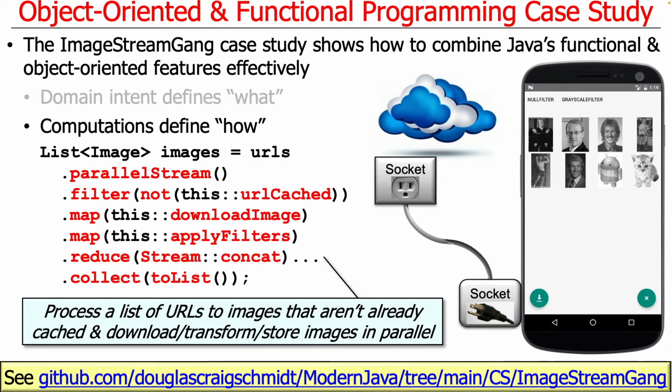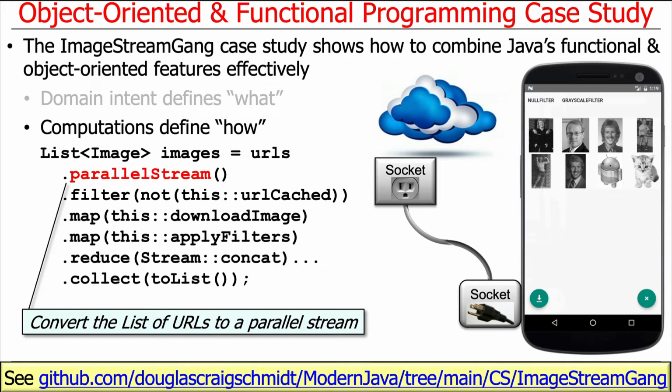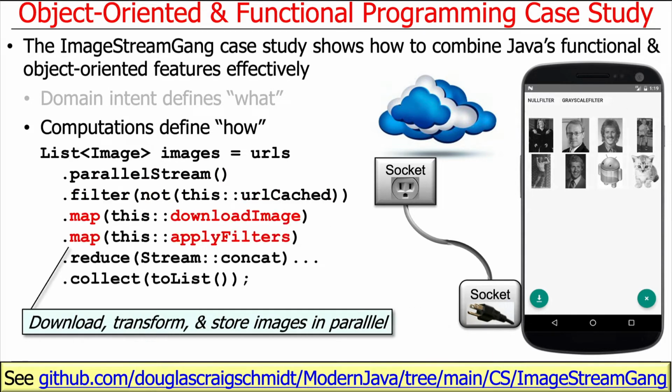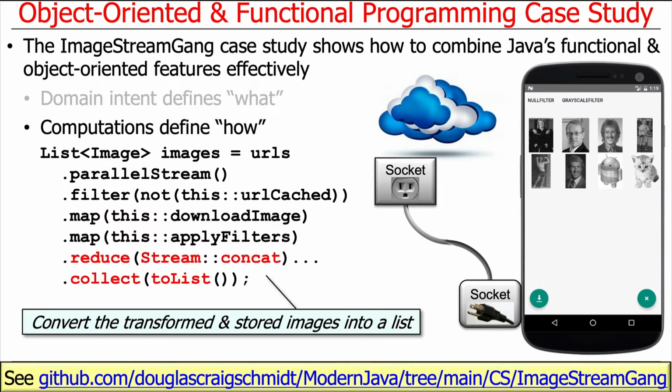We then apply Java's functional programming features, in particular method references and Java streams, to implement computations that define the how. In particular, we take a list of URLs, convert it into a parallel stream. We then apply the filter intermediate operation to remove cached images. We then apply the map operation twice, first to download the images in parallel, and then to apply filters to transform and store the images. And finally, we use the reduce and collect terminal operations to collect the results into a list that will be displayed to the user.